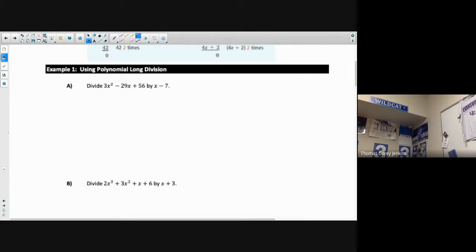All right, so long division, we won't use it as much. You wouldn't really probably want to use long division unless you were specifically asked to show your work that way. All right, but anyways, here's how it looks. So it says divide 3x squared minus 29x plus 56 by x minus 7. Okay, so x minus 7, and we draw it out just like an old school long division box.